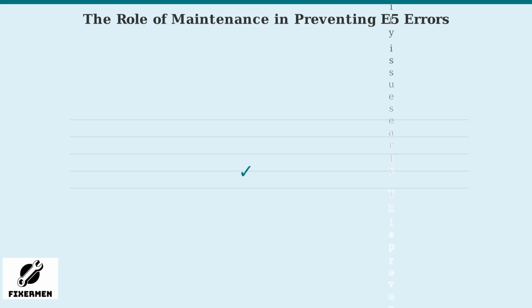Finally, professional maintenance is essential. Certified technicians can perform comprehensive inspections, identify hidden issues, and perform tune-ups. This proactive approach prevents E5 errors, reduces energy costs, and extends the lifespan of your HVAC system.